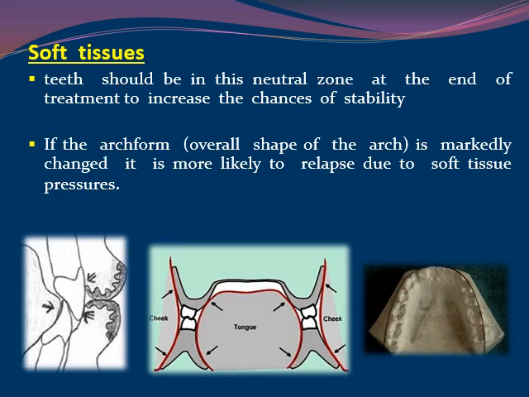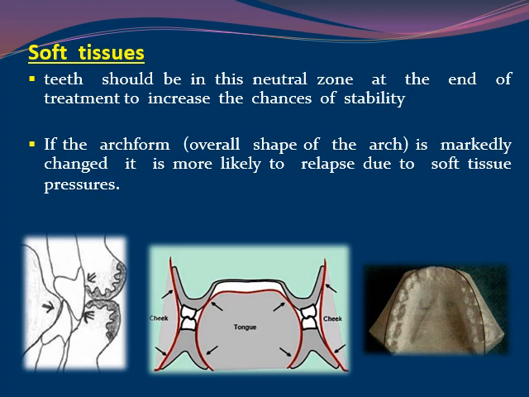Soft tissues. It is necessary at the end of orthodontic treatment that the teeth should be positioned in an equilibrium area that is called the neutral zone. The neutral zone is an area of balance between pressures from outside, including the cheek buccally and lips labially, and pressures from the inner side from the tongue lingually. So the teeth should be in the neutral zone to get more stability, more retention, and decrease the relapse.